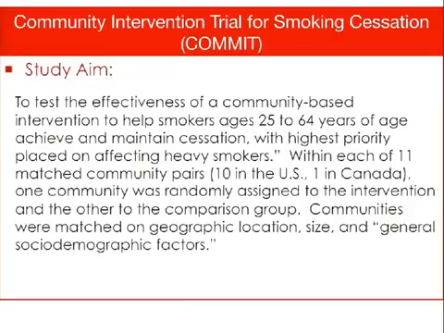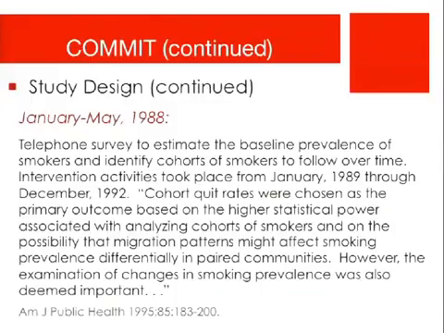So they took 11 matched community pairs, so a total of 22 communities altogether, and they randomly assigned 11 communities to get the intervention and 11 communities to remain as controls. Okay? And they matched the communities on geographic location, size, and what they call general socio-demographic factors, whatever that means. Okay? So they basically did both. They followed both cohorts and did cross-sectional studies.